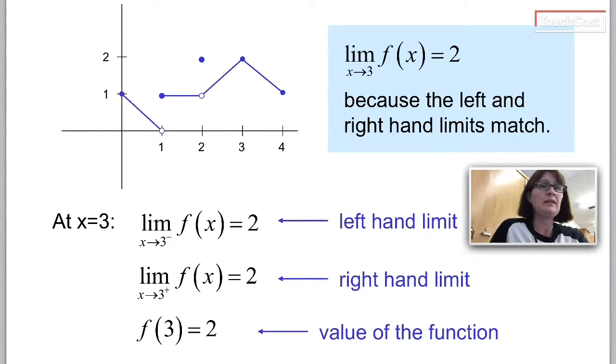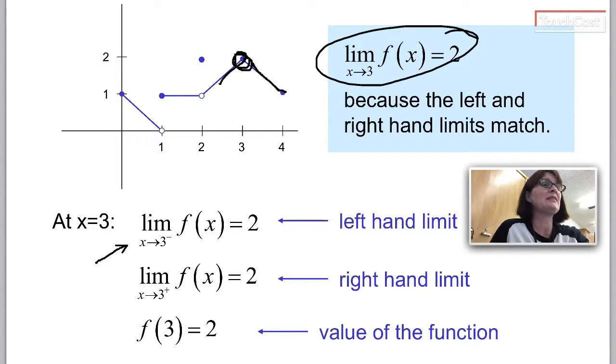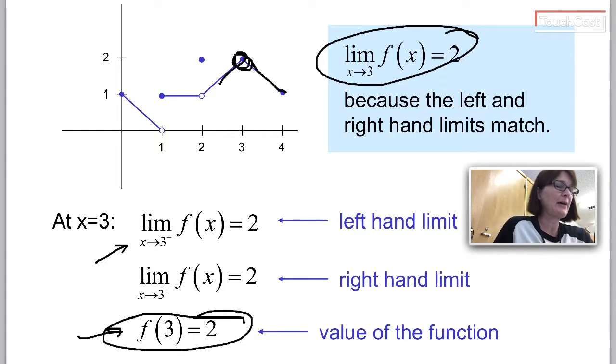At x equals 3, the limit as x approaches 3 from the left is 2. The limit as x approaches 3 from the right is also 2. So the limit as x approaches 3 of f of x is 2 because the left-hand limit and the right-hand limit match. Now coincidentally, f of 3 is also 2. So here the actual behavior matches what I was expecting, and so the limit does exist. Notice that this was not a requirement for the limit to exist, it just happens to coincidentally happen. We'll see if that's important in the next chapter.